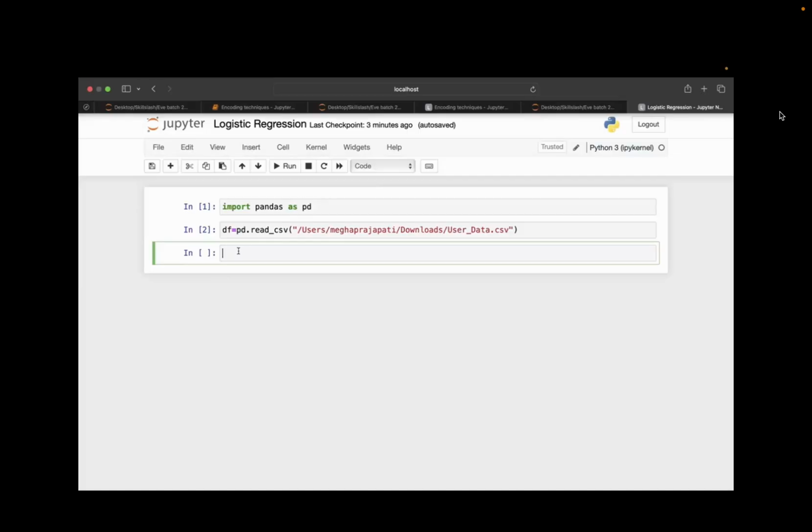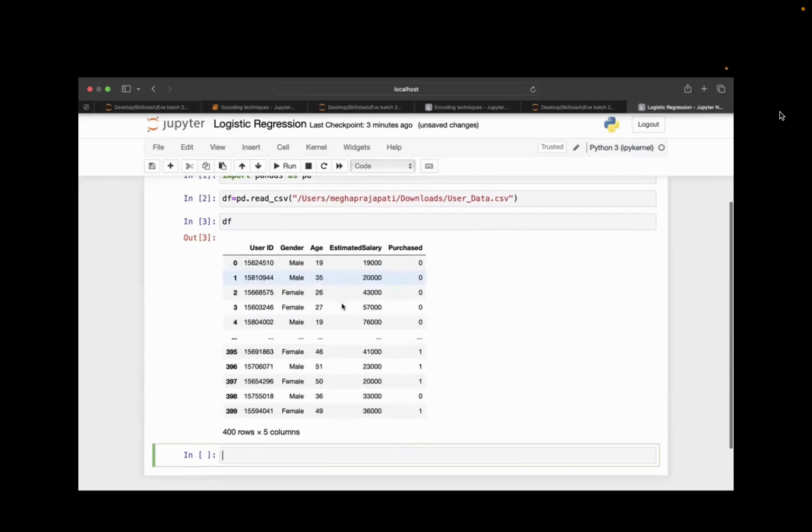So this is the data set. Let's see how it looks. We have 400 rows and 5 columns: user ID, gender, age, estimated salary, and purchased. Since purchased is already written in the format of 0 or 1, it could be in yes or no format as well. No issues.